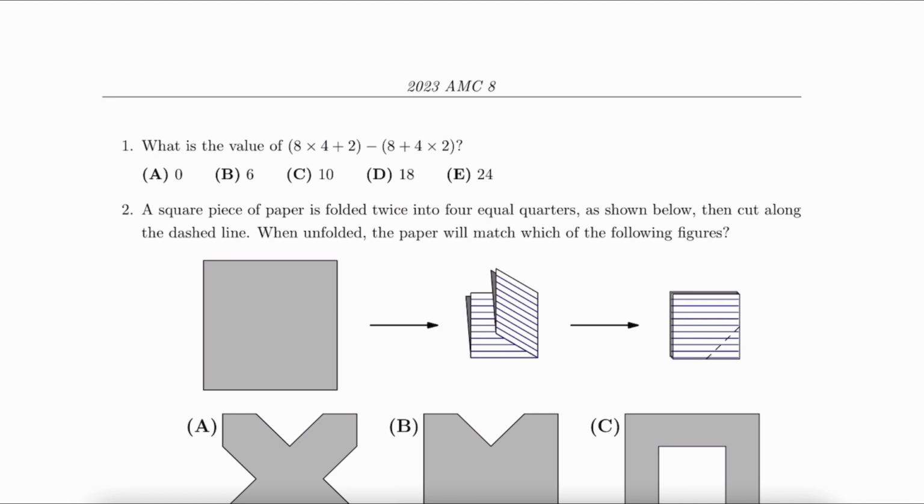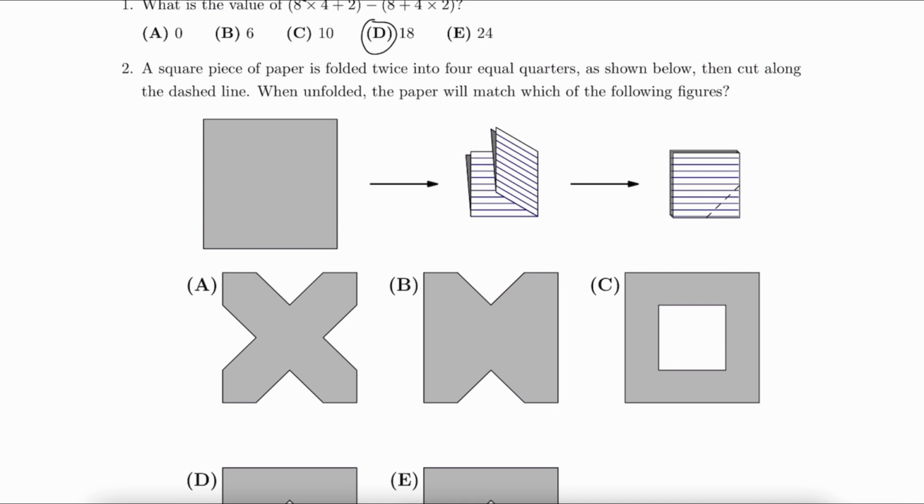Number one says, what is the value of 8 times 4 plus 2 minus 8 plus 4 times 2? Not really skills on this one, so we just do 8 times 4, 32, plus 2 minus 8 plus 8, which is 34 minus 16, or 18. So our answer for this one is going to be D. Alright, let's move on to number 2.